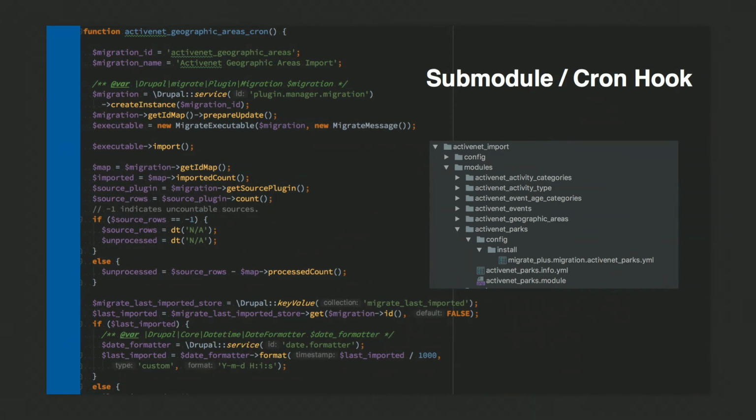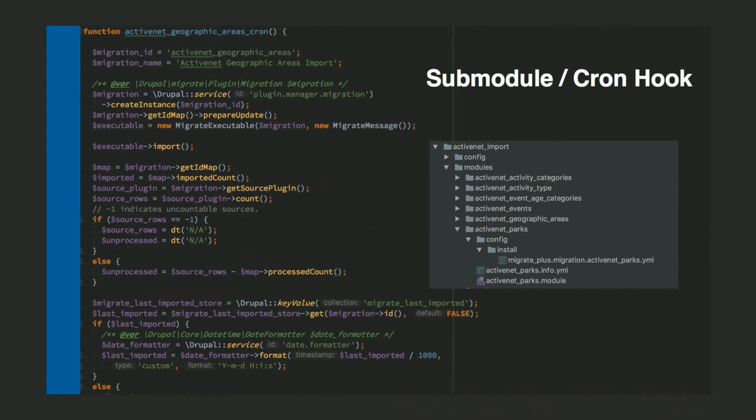So this is the cron hook that's run to kick off the migration on a daily basis, and it runs the Drupal migration that we specified a few slides ago. One of the important things here is where it says migration get ID map prepare update. This is what allows the migration to be run in update mode. So instead of just creating new nodes, which is the default, it will update any existing nodes with any data that has changed in the SOAP call.